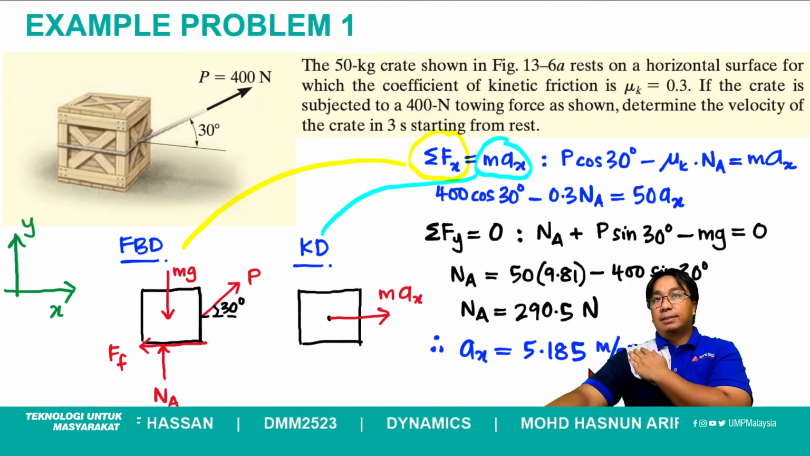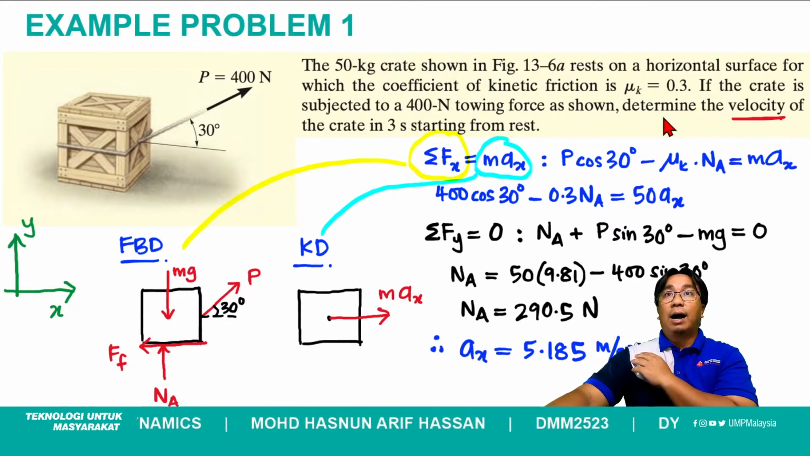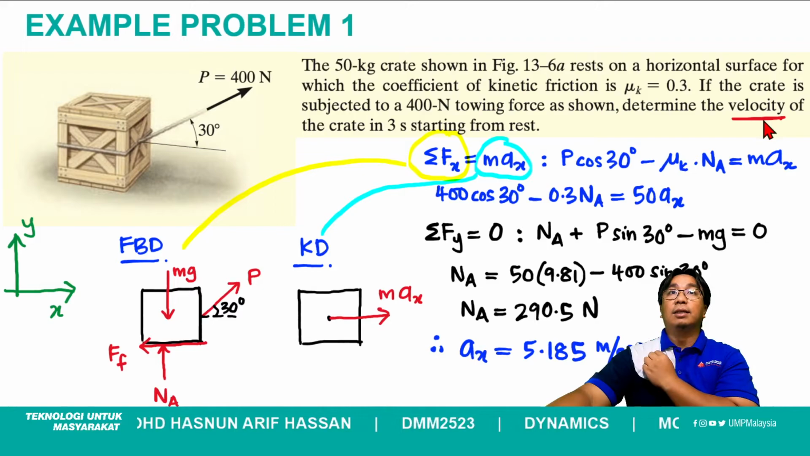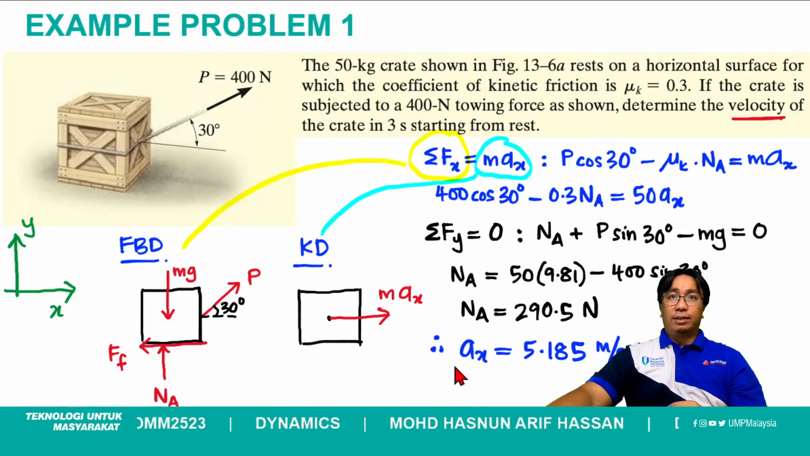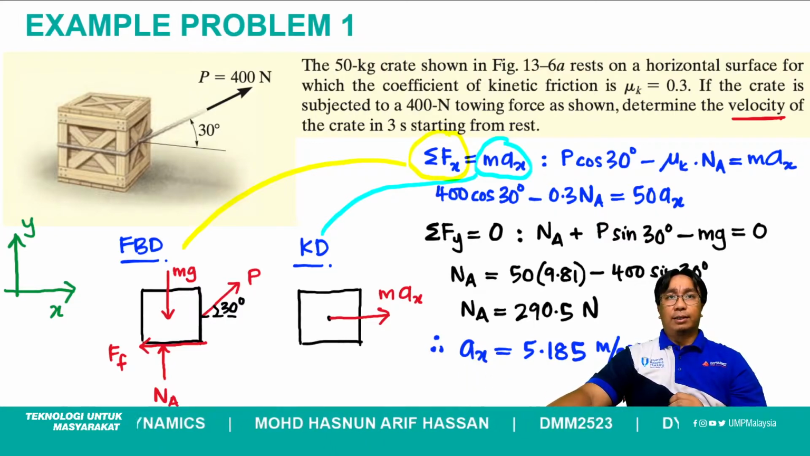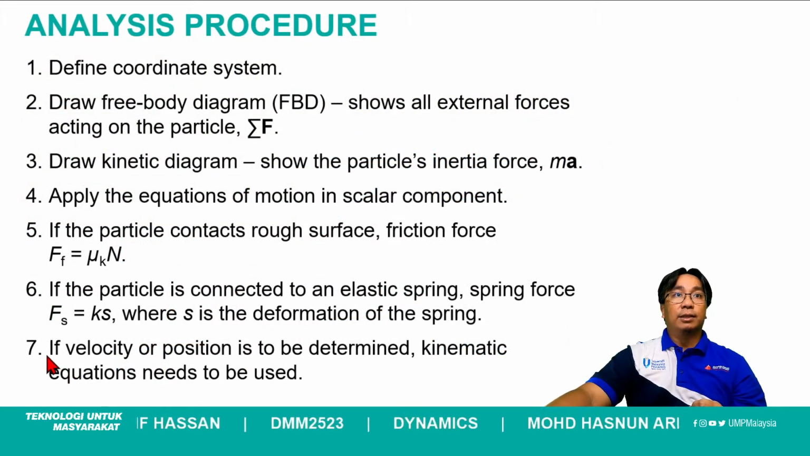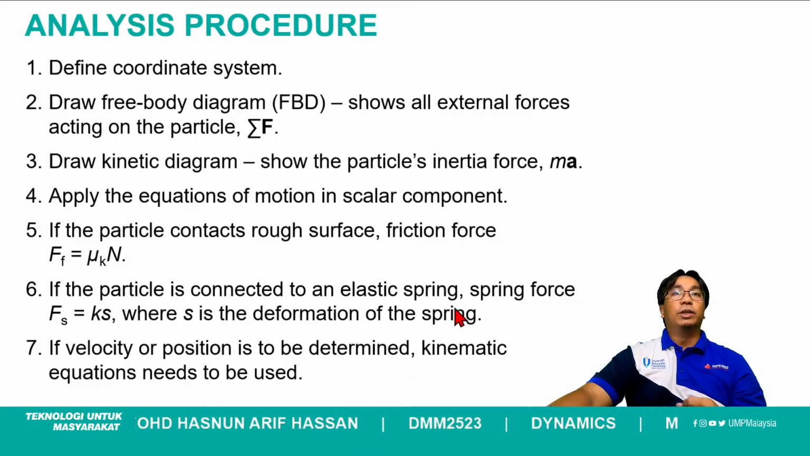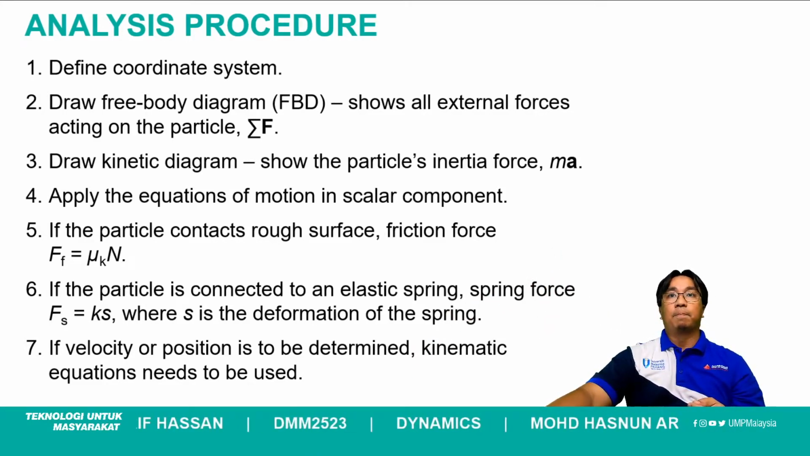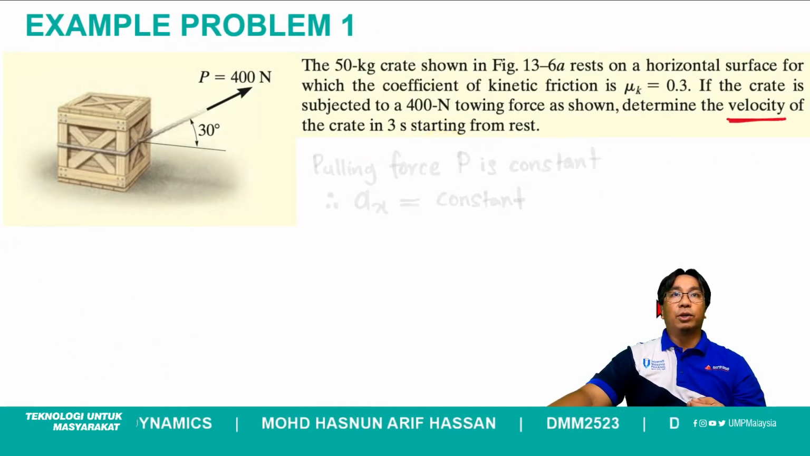But that does not solve our problem yet, because you see here, we are asked to determine the velocity of the crate 3 seconds starting from rest. What we have here is the acceleration. This is where, if you look at the analysis procedure, number 7, if velocity is to be determined, kinematics equation needs to be used. So we need to use kinematics equation here. So how to use kinematics equation?